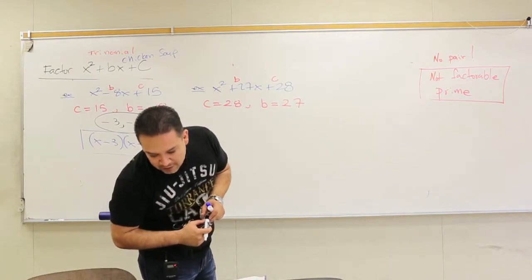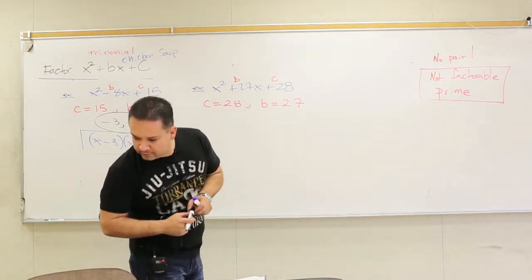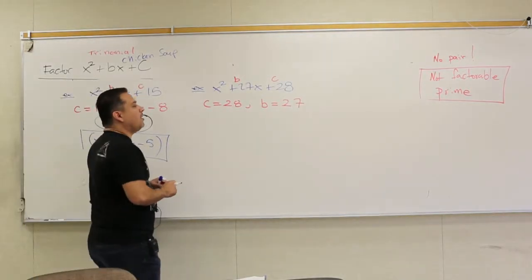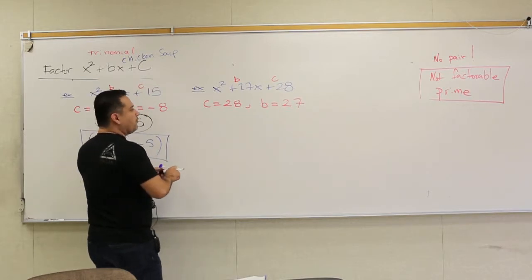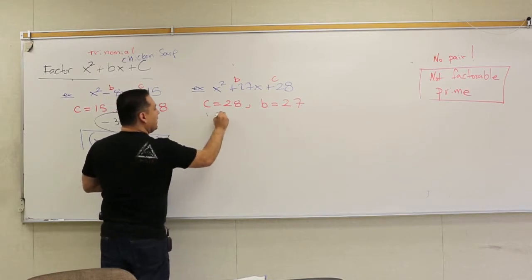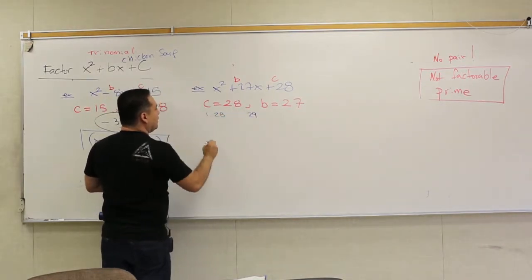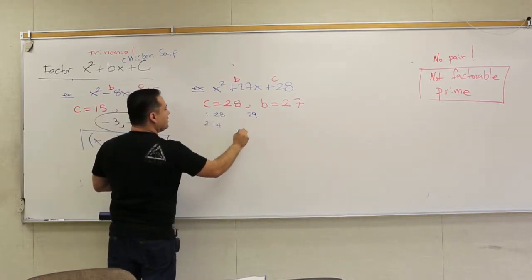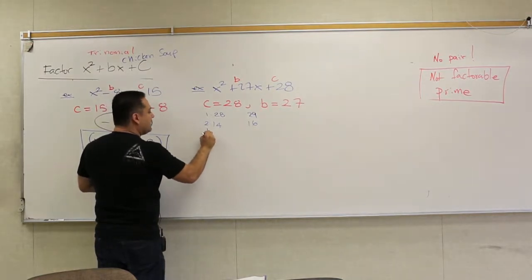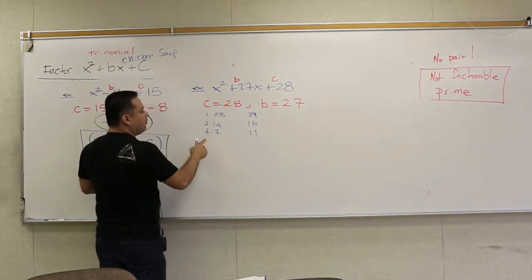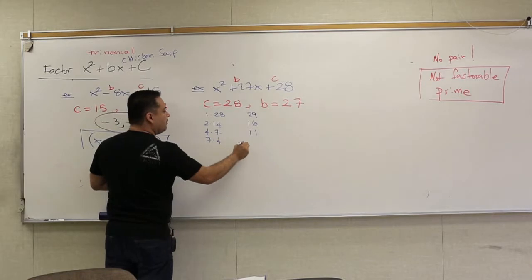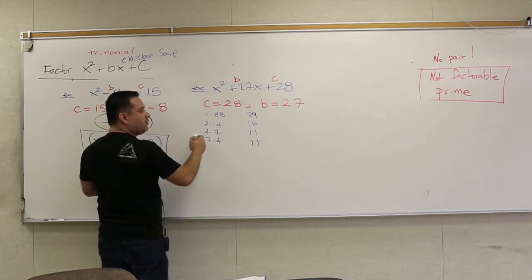Let me see. I want to double check here. Yeah. What do you guys notice? Right? If we go through the list. 1 times 28, that sum is 29. 2 times 14, that sum is 16. 3 times anything? No. 4 times 7, that sum's 11. 5, 6. Oh, 7 times 4, well, that's the same sum if I switch the numbers.